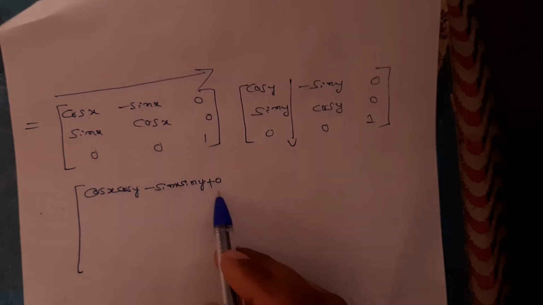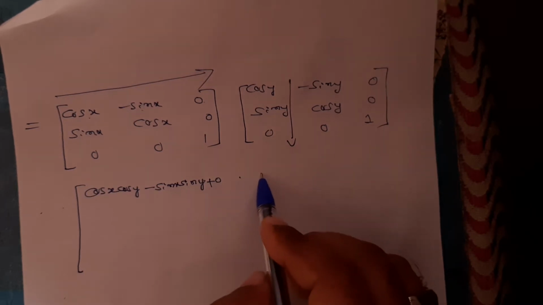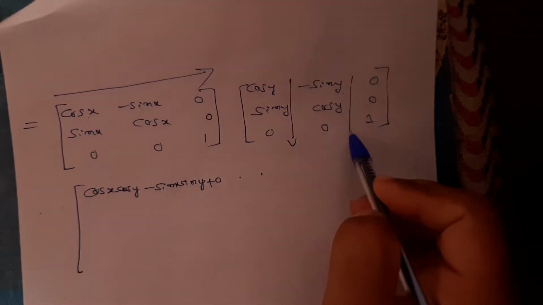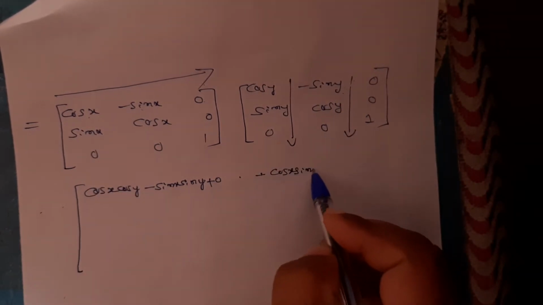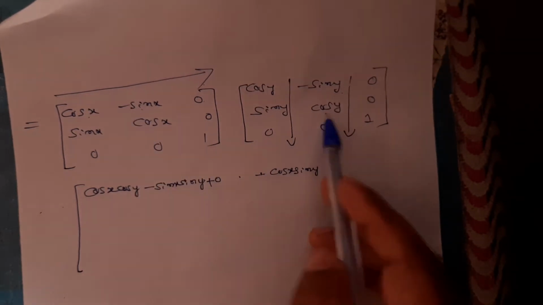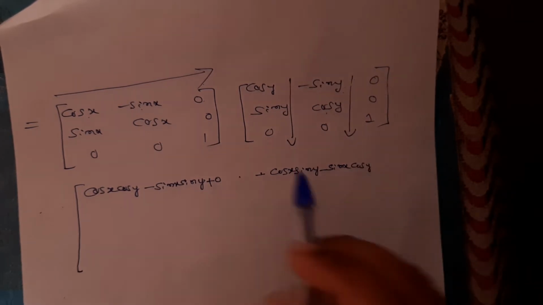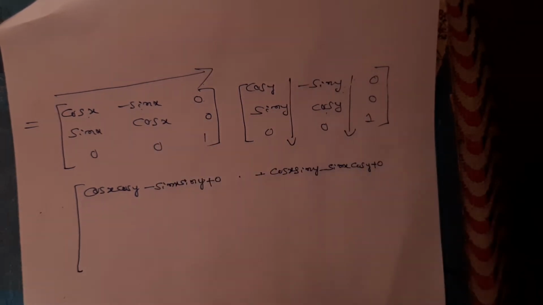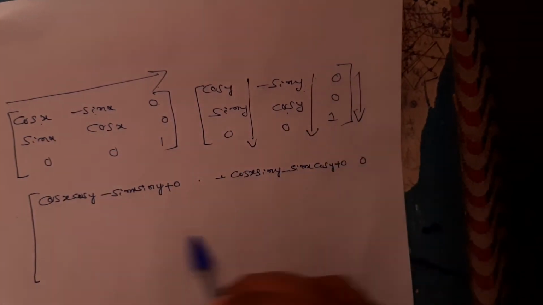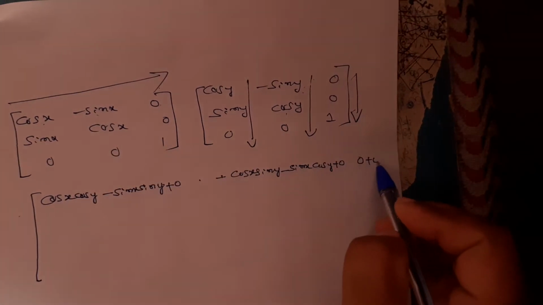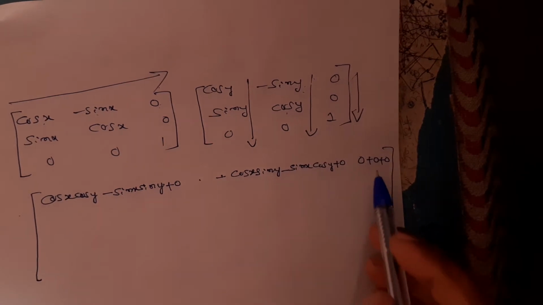So this whole thing will be one element. We have to leave some space. Then I will write here the first row, second column: cos x into minus sin y, that is minus cos x sin y. Then once again minus sin x into cos y, plus 0 into 0, that will be 0. The first row and the last column is left over here: cos x into 0, that is 0, then minus sin x into 0, that is 0, then 0 into 1, that will be 0. So everything will be 0 here.